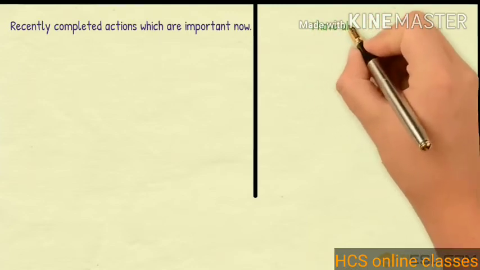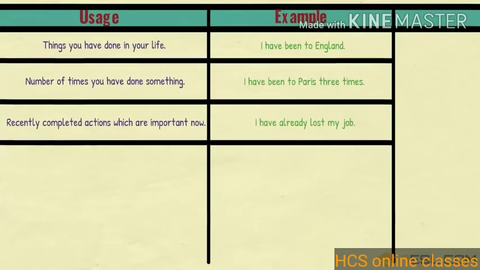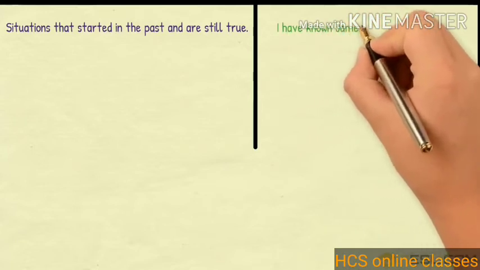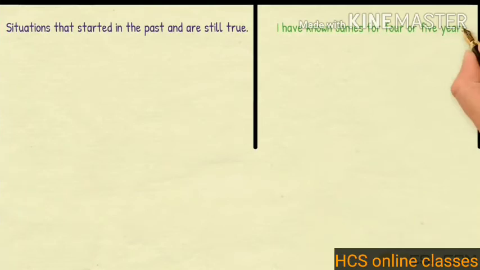Recently, if you have recently completed actions which are important now. Example, I have already lost my job. Situations that started in the past and are still true. Example, I have known James for 4 or 5 years.